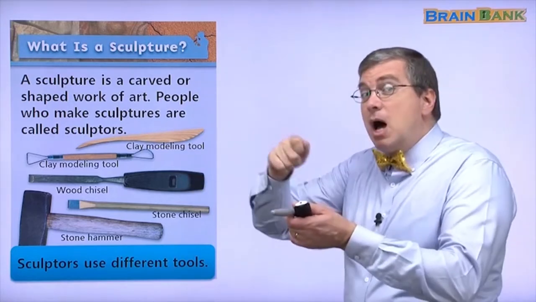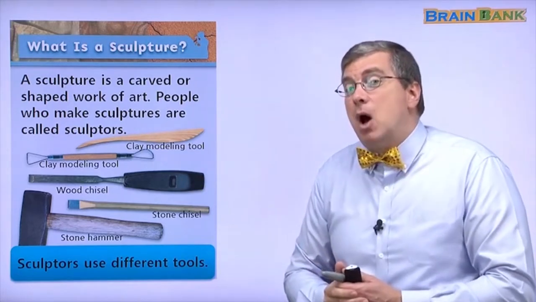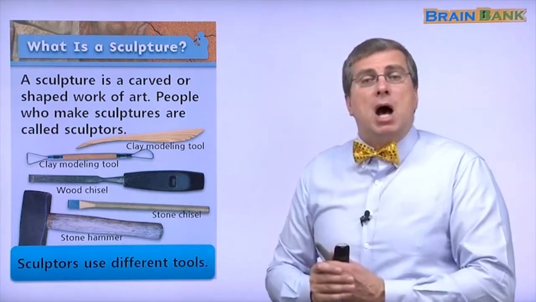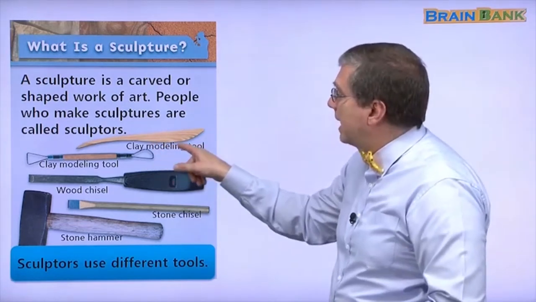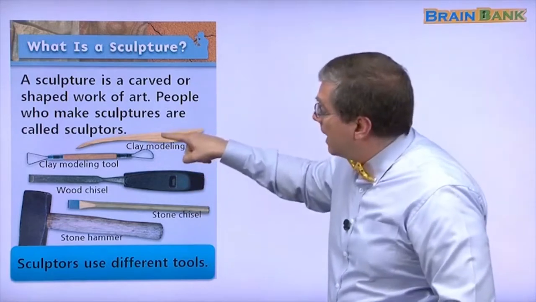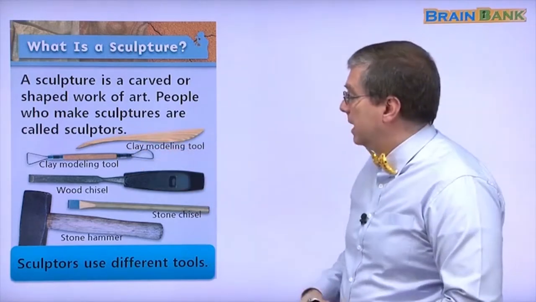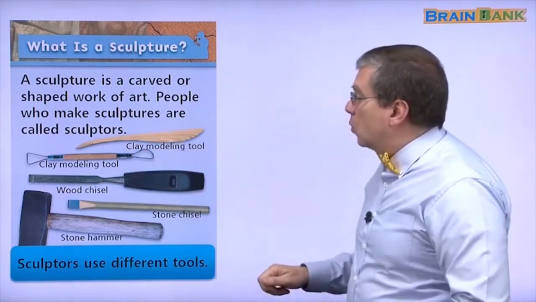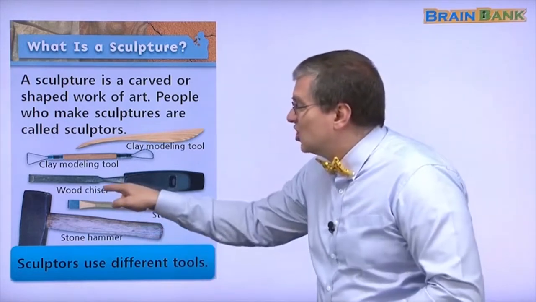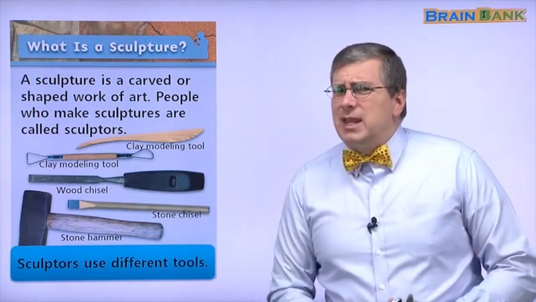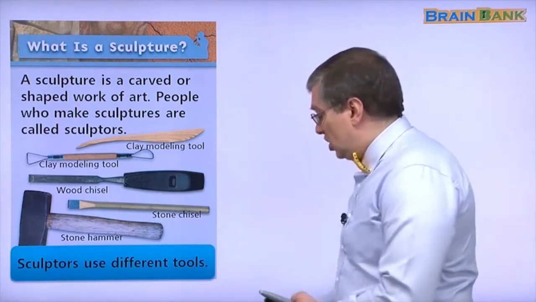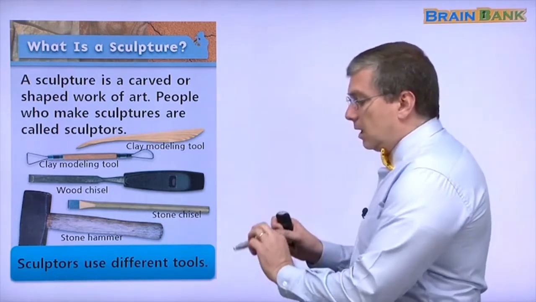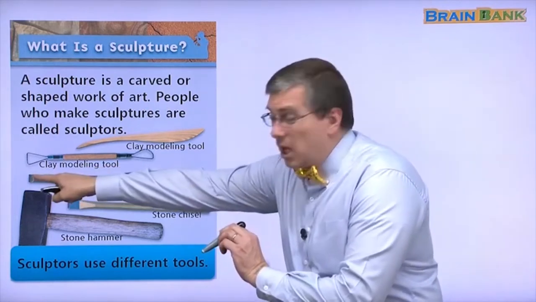A clay modeling tool. We make a model, a shape. A model is also a sculpture. We have two kinds. Here it says a wood chisel. Chisel. Can you say that word? Chisel. A chisel is sharp on this end.